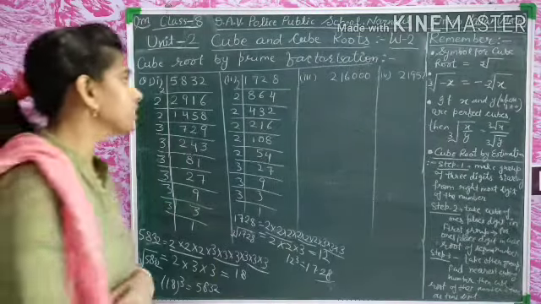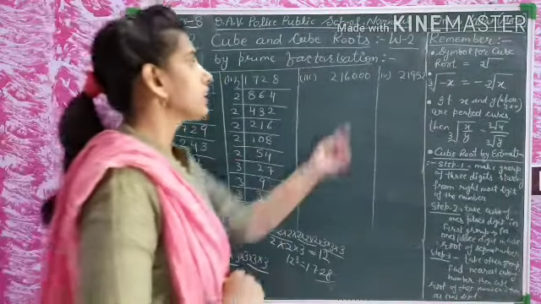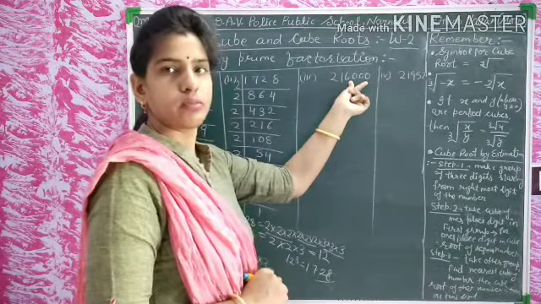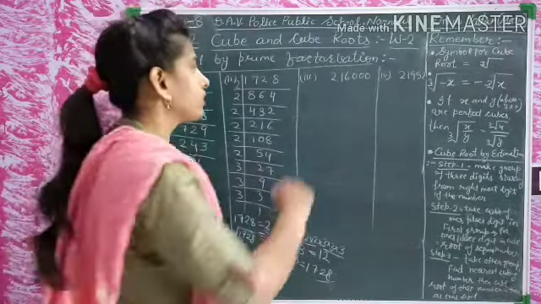Okay, students. Now we will go to the next number. We are seeing here that there are 3 zeros. It means for 3 zeros there is 1 zero here.